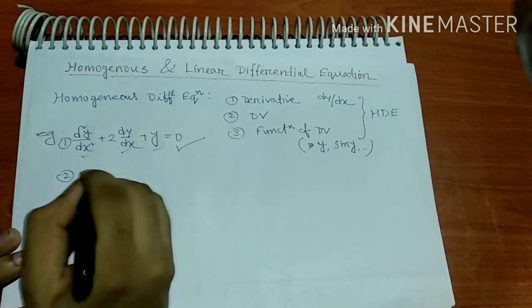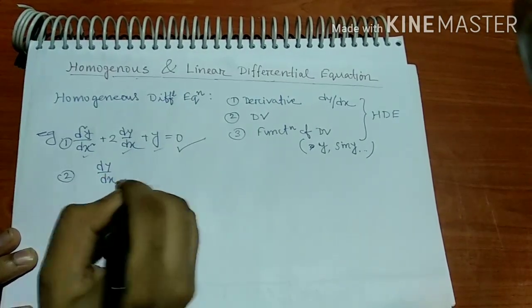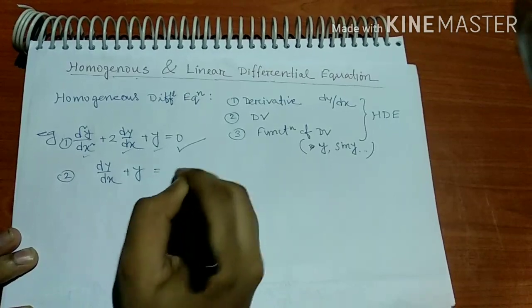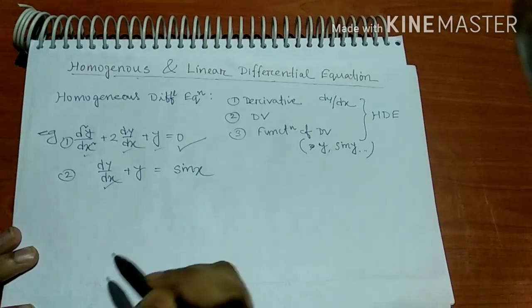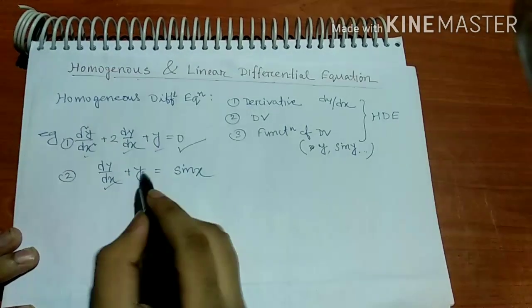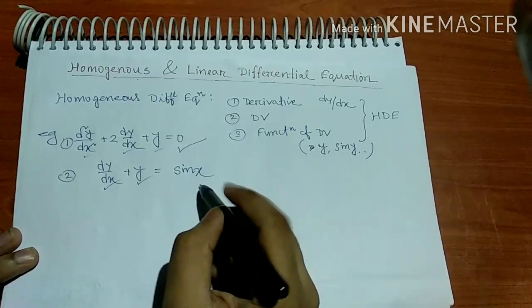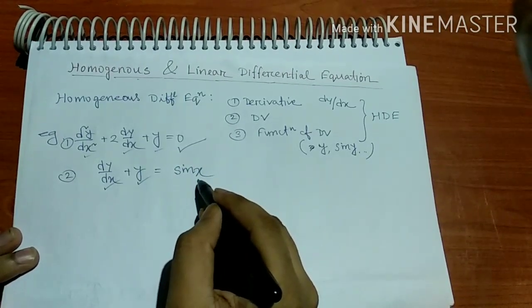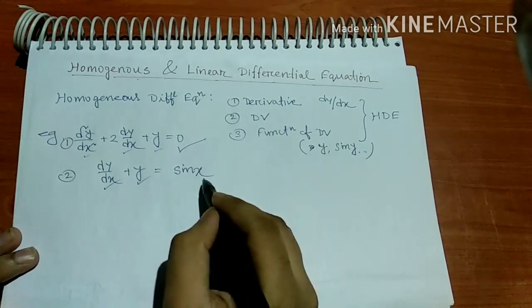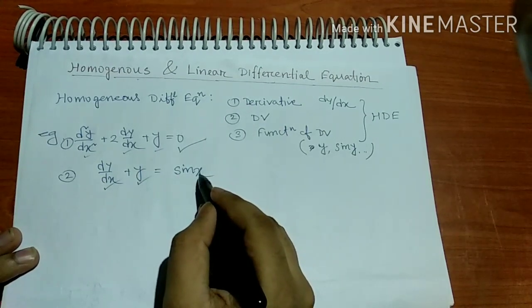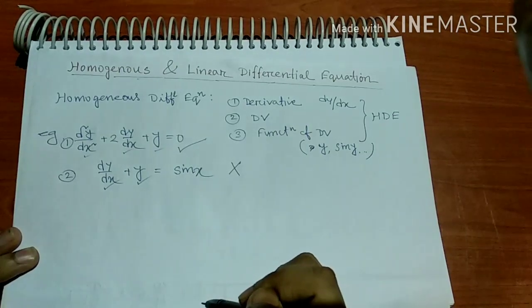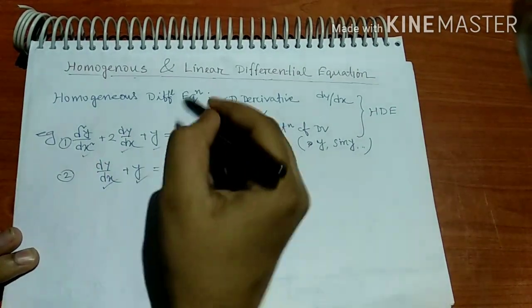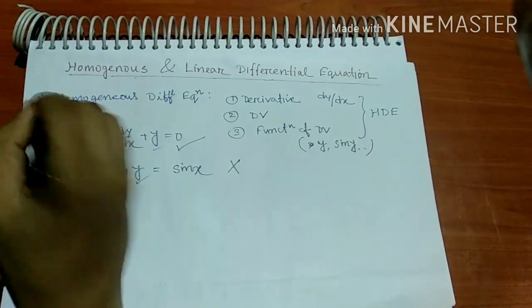One more example: dy by dx plus y equal to sin x. Here you can see this is the derivative of the dependent variable, okay. Here it is the dependent variable, but here the term contains neither a derivative of the dependent variable nor the dependent variable. It is a function of the independent variable x, so it is not a homogeneous differential equation. I hope you understood the concept of homogeneous differential equations.